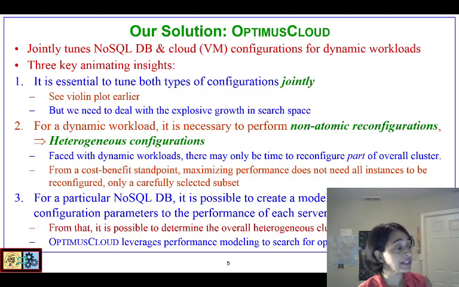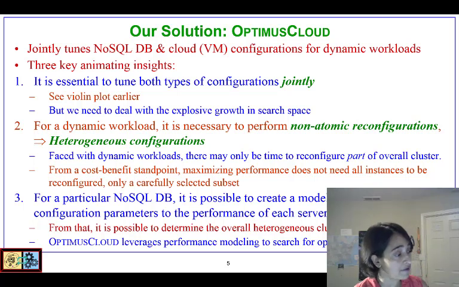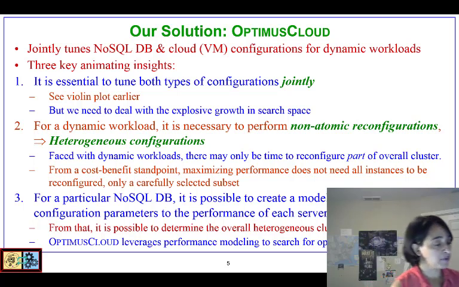There are 3 animating insights. One, as we saw through the violin plot, we need to jointly reconfigure both the database and VM configurations. It results in an explosive growth in the search space. Two, we have these heterogeneous configurations, which are helpful from a cost-benefit standpoint. And three, for a particular NoSQL database, it is possible to create a machine learning model to map the configuration parameters to the performance of that server, and from that, the performance of the overall cluster.